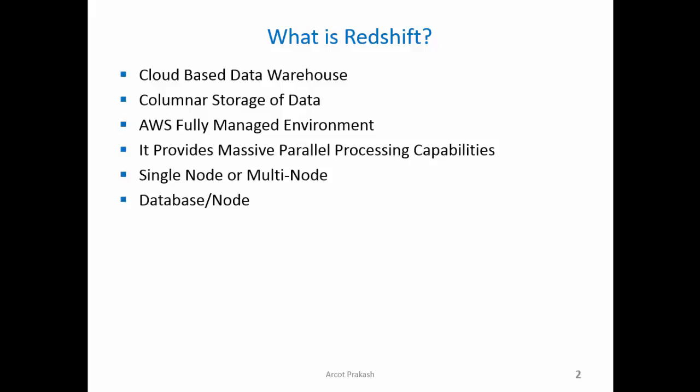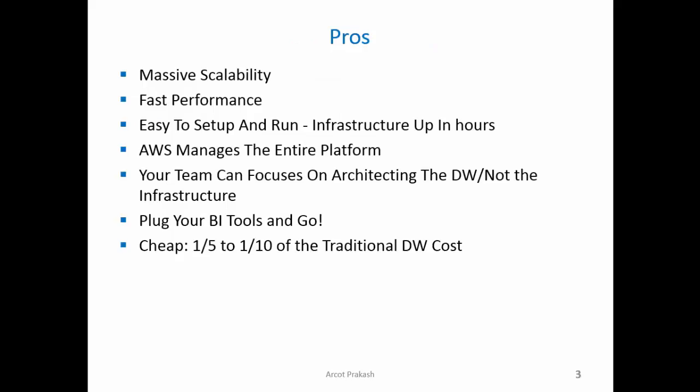What is Redshift? It is a cloud-based data warehouse. It uses the columnar storage technology. It is fully managed by AWS. It provides massive parallel processing capabilities. You can use single node or multiple nodes, and each database runs on its own node.